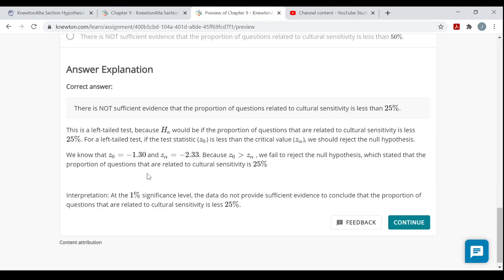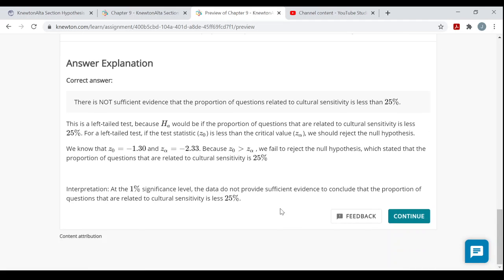You can read the other ones. Again, read through your answer explanations. Make sure you understand why things are correct or why you got something wrong, and maybe you can do better the next time you see a question like that. And that's the end of this question. You make a decision about rejecting or not rejecting the null hypothesis, and then you make a conclusion about the claim. Does the evidence support the claim or not, based on your previous decision?